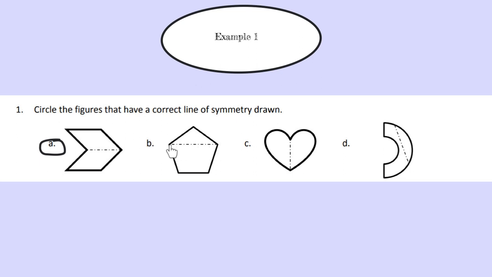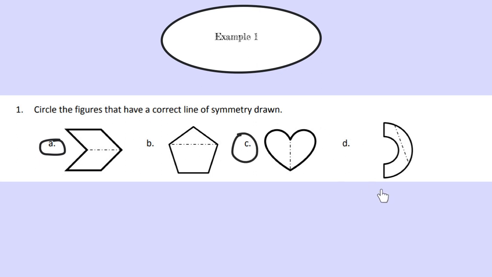Here is the line that we are looking at. If we were to fold this over, this is a triangle and this is a trapezoid. Therefore, these would not match up exactly. On to C, we have a heart. The line of symmetry is right down the middle, and if we were to fold these two pieces onto one another, it would match up exactly. So we're going to circle C.